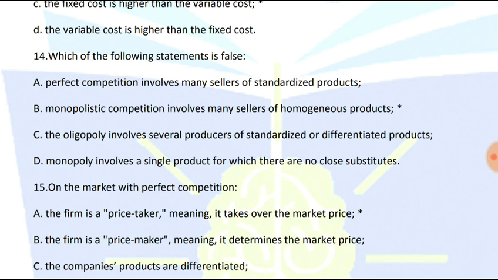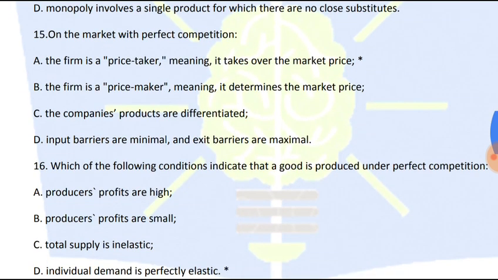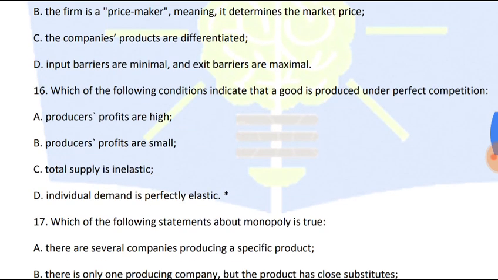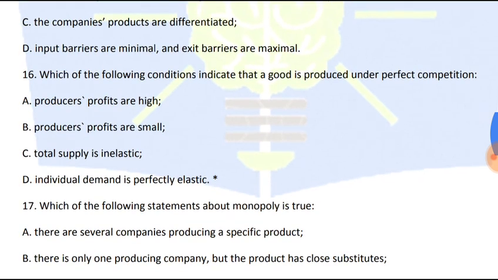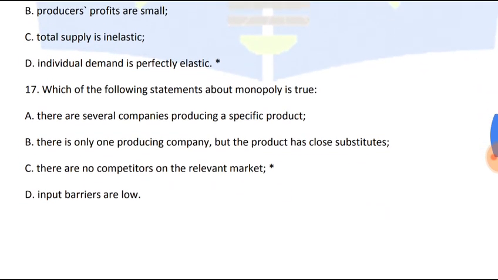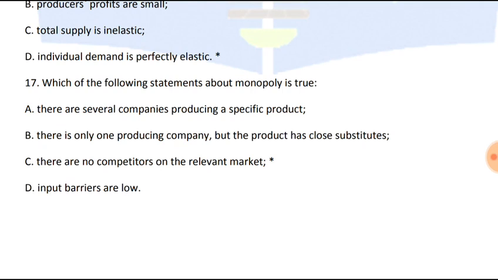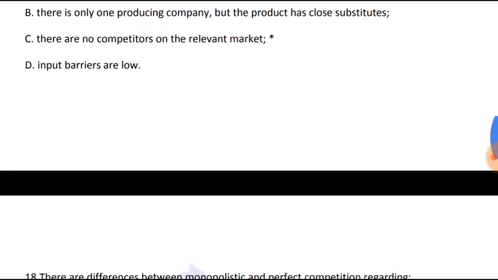The next one is, on the market with perfect competition, the firm is a price taker, meaning it takes over the market price. The next one is, which of the following conditions indicate that a good is produced under perfect competition? Individual demand is perfectly elastic. The next one is, which of the following statements about monopoly is true? There are no competitors on the relevant market. It is the true statement about monopoly.